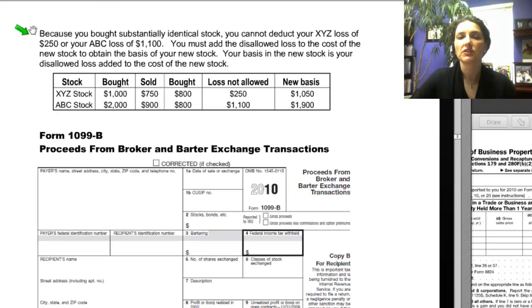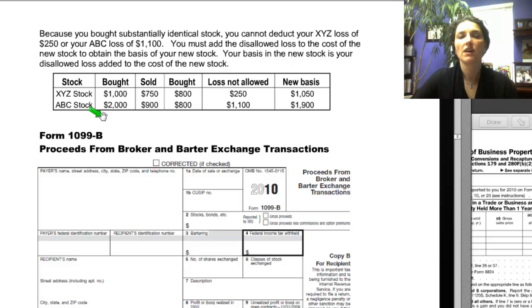Because you bought substantially identical stock, you are not allowed to deduct your XYZ loss of $250 or your ABC loss of $1,100. You must add the disallowed loss to the cost of the new stock to obtain the basis of your new stock. Your basis in the new stock is your disallowed loss added to the cost of the new stock. So here's XYZ stock. Bought for $1,000, sold for $750, then bought again for $800. Loss not allowed is $250, so $250 plus $800 gives us the new basis in the new stock, $1,050.